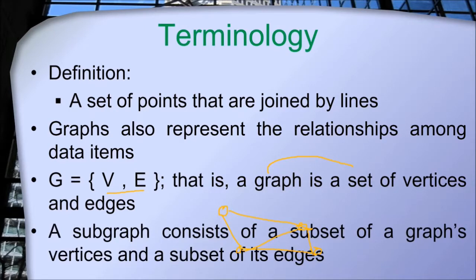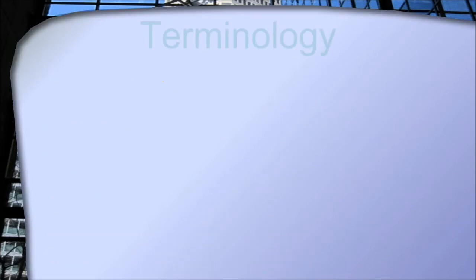A subgraph is what? It consists of a subset of the graph's vertices and a subset of its edges. So if this graph we call A, this one is A1, this is A2. So A1 and A2 are subgraphs of this graph A, meaning the whole graph.